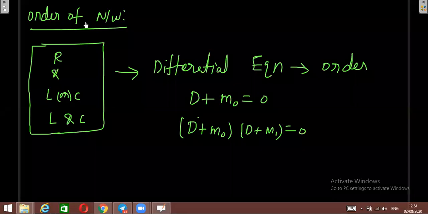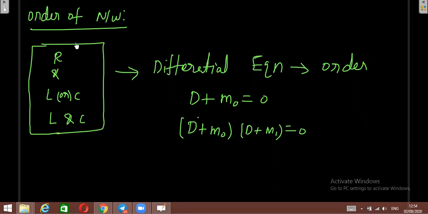So the next one is the order of the network. If the network consists of resistance and inductance, or resistance and capacitance, or resistance along with inductance and capacitance, or inductance and capacitance alone, then we can define the order for the network.